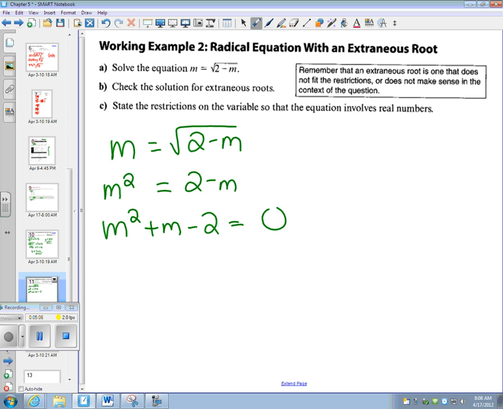So there's a couple ways we could solve this. We could factor, we could complete the square, we could graph, we could use the quadratic formula. When I look at this, I see that the easiest way to do this is to factor.